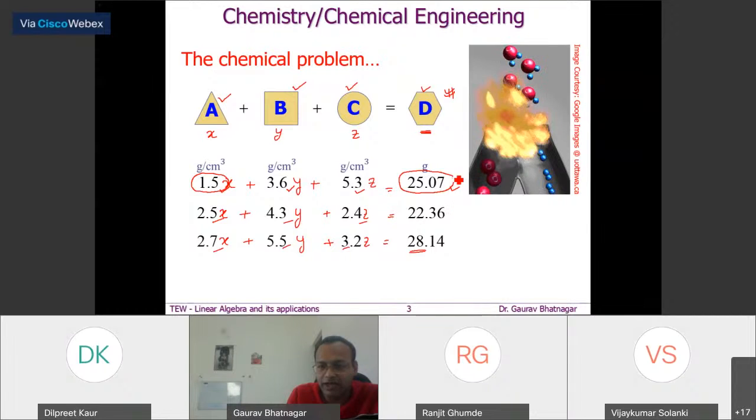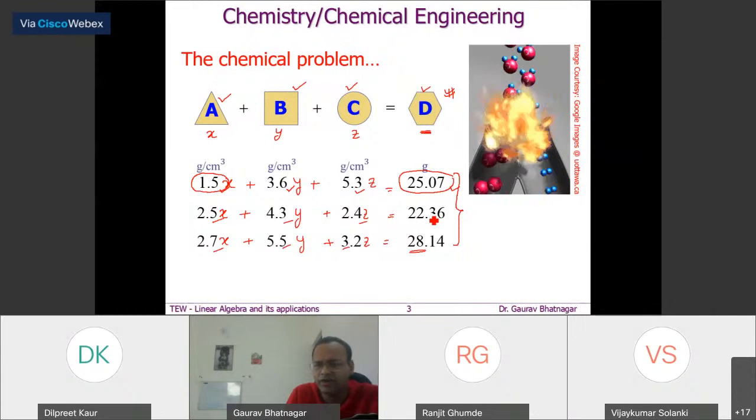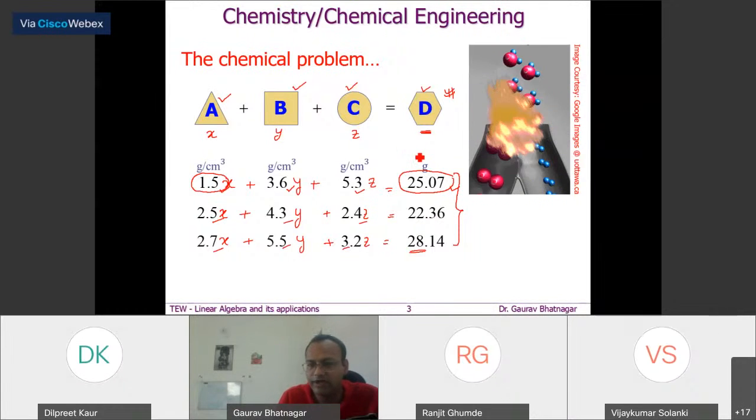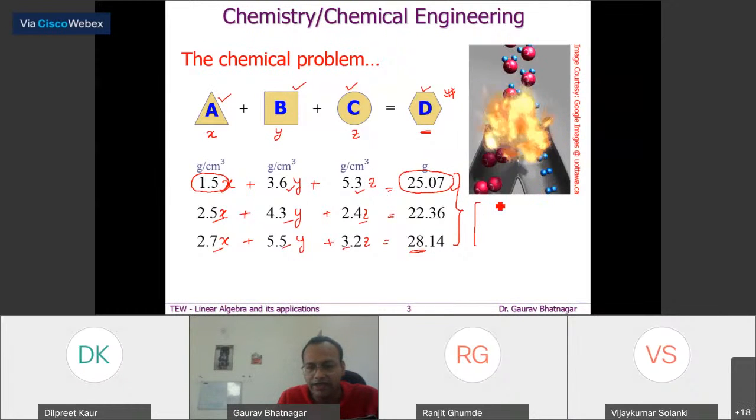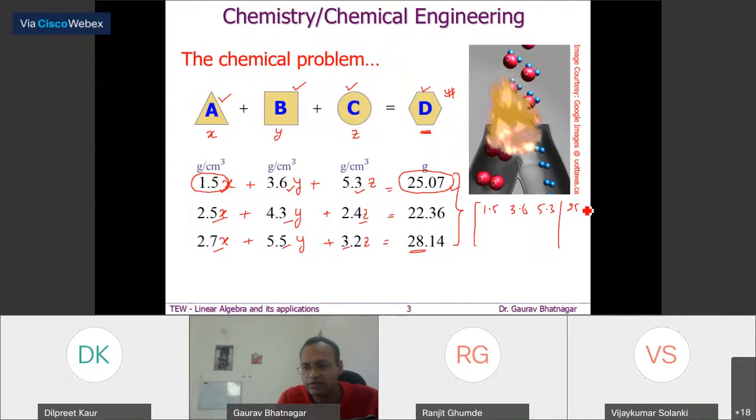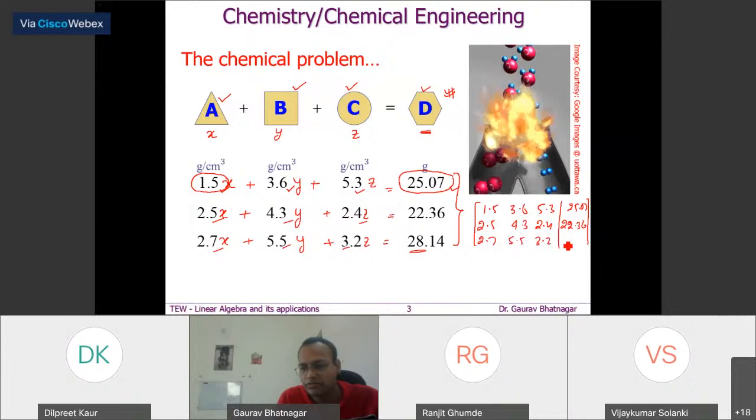And hence now you can have multiple ways to solve this. You can use the Gaussian elimination method, you can use the Jacobi method, Gauss-Seidel, or any other kind of method you can use to find out the values of x, y, and z. The simplest method is the Gaussian elimination method, so you can use that, and then you are going to have the solution, right? So the Gaussian elimination method, I think everyone is aware of it. You have to find the augmented matrix, and then it's going to be 1.5, 3.6, 5.3, and then 25.07, and then for the second equation, it is going to be 2.5, 4.3, 2.4, 22.36, and 2.7, 5.5, 3.2, 28.14.